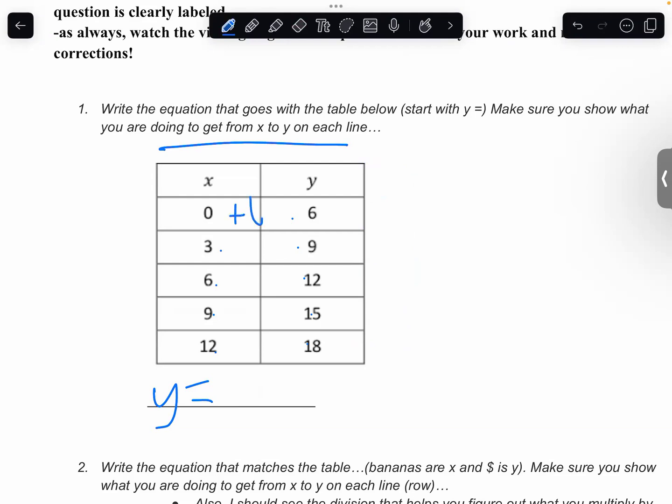So 0 plus 6 is 6. We're looking for a consistent relationship here if we're going to be able to write an equation. So clearly x plus 6 equals y, right? So y equals x plus 6.